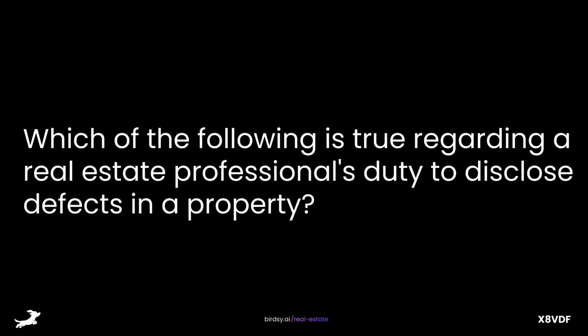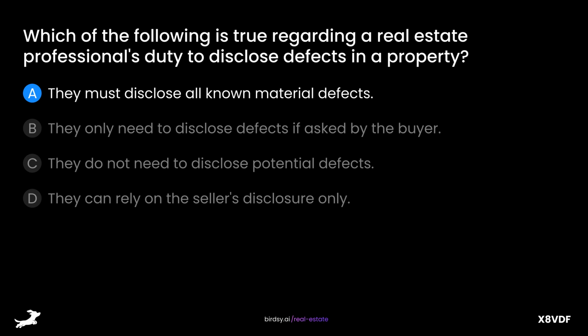Which of the following is true regarding a real estate professional's duty to disclose defects in a property? Is it A, they must disclose all known material defects? B, they only need to disclose defects if asked by the buyer? C, they do not need to disclose potential defects? Or D, they can rely on the seller's disclosure only?